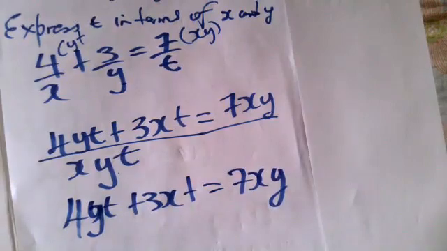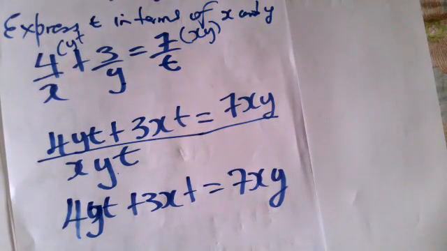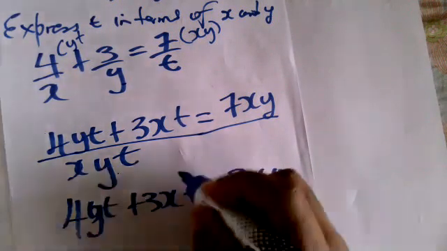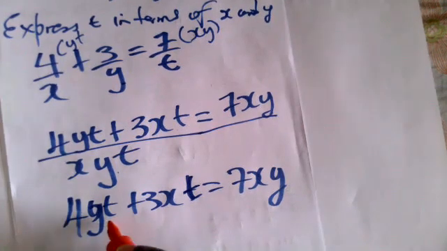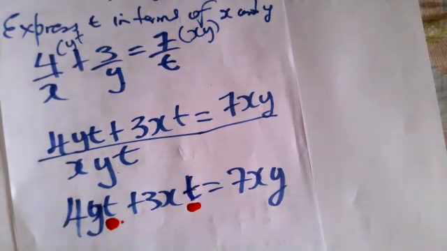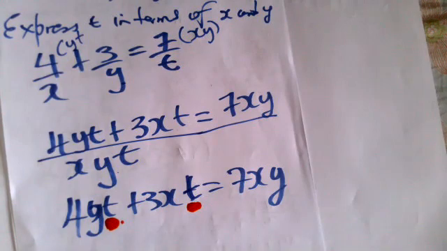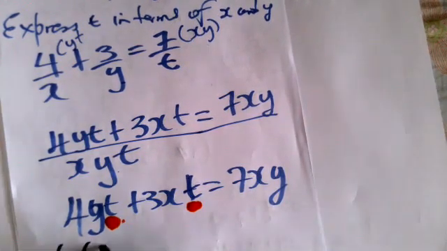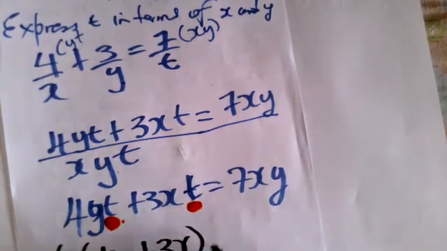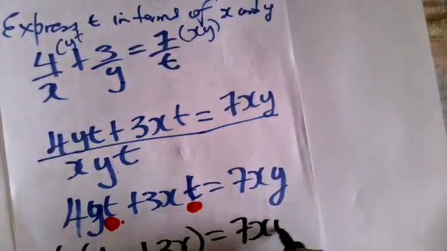Now remember our objective. We're supposed to get t by itself. So what we can do is factor out t. t is common to both terms. So we factor out the t, and that leaves 4y plus 3x, and this is equal to 7xy.